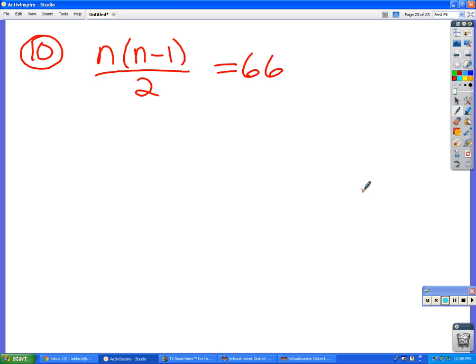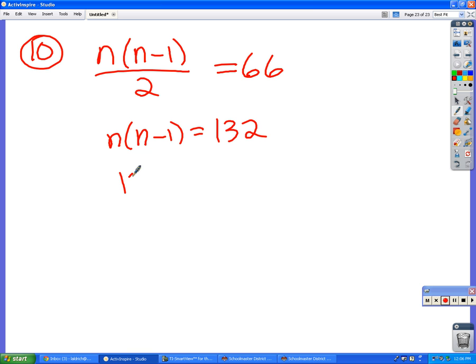Okay, multiply both sides by 2. So n times n minus 1, is that 132? Now there is some algebra that we could do to figure this out. We could distribute the n and then maybe factor or use the quadratic equation or something like that. How about if we just guess and check? Okay, pick a number for n. Make a guess. 12.